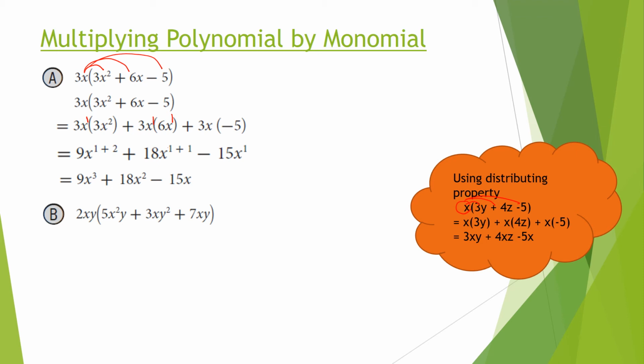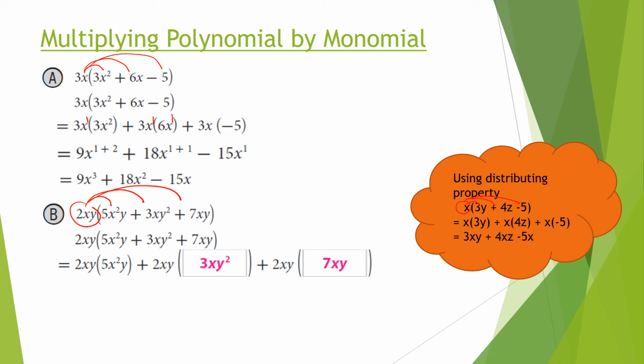The next one here, distribute this to each term. It will be 2xy times 5x squared y, 2xy times 3xy squared, 2xy times 7xy. Then 2 times 5 is 10, x, 1 plus 2, and y, 1 plus 1. 2xy, 2 times 3 is 6, then x, 1 and 1, and y, 1 and 2, and 7 times 2 is 14, x, 1 and 1, y, 1 and 1.